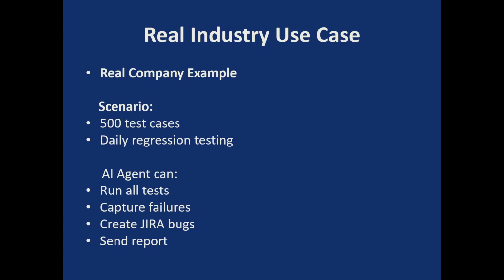Let's take one real company example. Suppose you're working in a company and you have 500 test cases, and every day you want to do regression testing. So you tell the AI agent: just run the full regression suite, and if any test fails, capture the screenshot, then create a Jira bug report and send me the final report. Now the AI agent can do this full task automatically. This is why AI agents are the future.